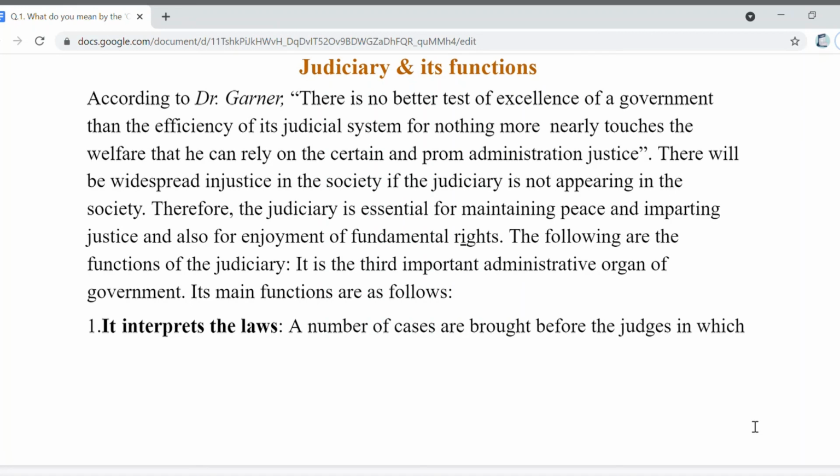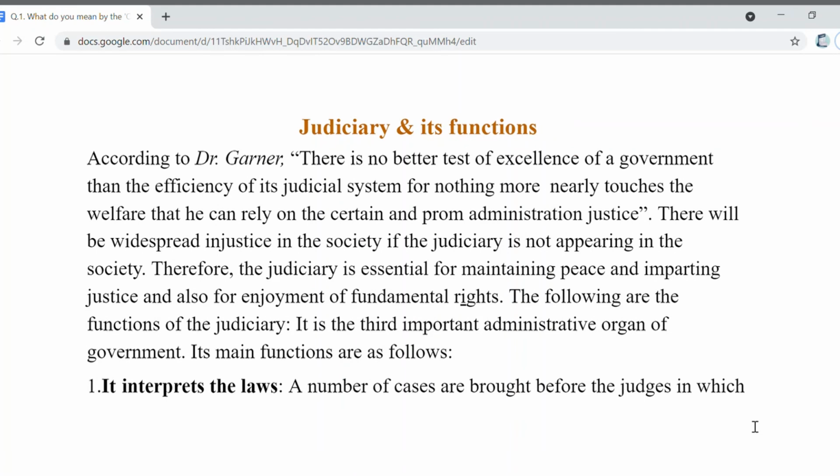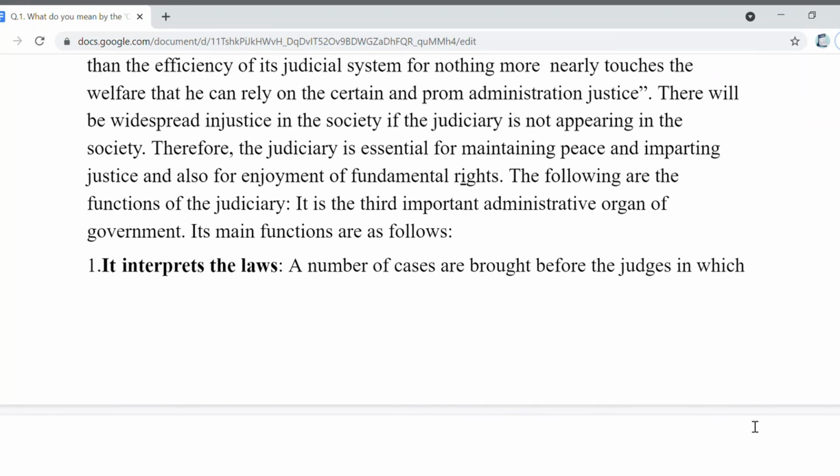According to Dr. Garner, there is no better test of excellence of a government than the efficiency of its judicial system. Without a judicial system society cannot develop, and human behavior in society cannot be well developed. So judiciary is essential for maintaining peace and imparting justice and also for enjoyment of fundamental rights. So it interprets the law.